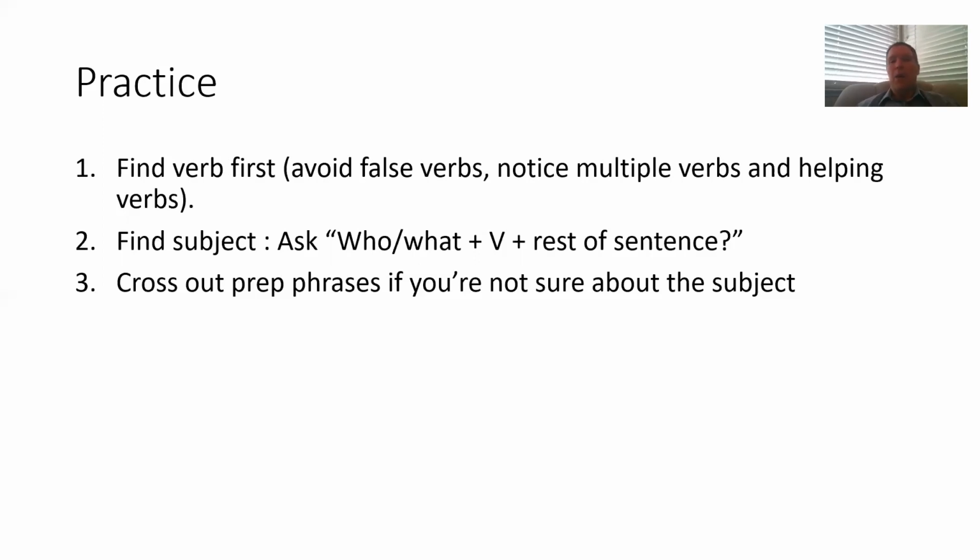First, find the verb. Avoid those false verbs. Notice multiple verbs, helping verbs, non-action verbs. Notice all those. Second, once you've done that, find the subject. Ask who or what, plus the verb, plus the rest of the sentence, everything to the right of it, okay? Then, if you're still confused, you're not sure, try crossing out those prepositional phrases. That'll really help you with that.